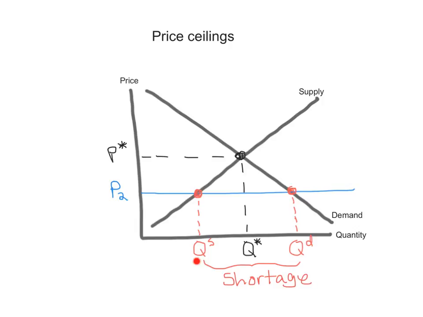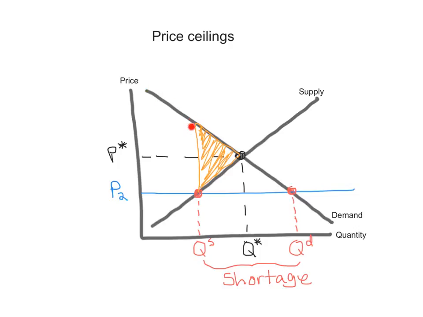Because there's going to be fewer economic transactions than there would be otherwise, the total surplus created in this market will shrink. So in a perfectly competitive free market, this entire triangle would represent the surplus generated. But with fewer transactions occurring, we're going to lose a big chunk of our total surplus triangle. So we're going to lose all of this. And this is what we refer to as our deadweight loss.